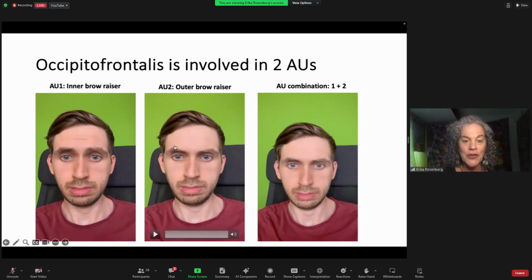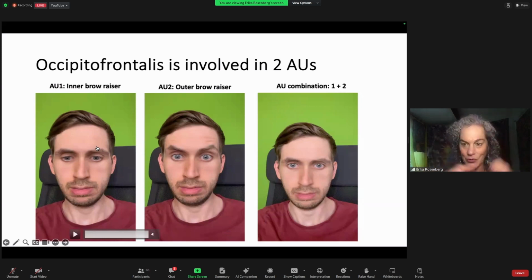With AU2, the outer corners of the brow are lifted, or the lateral strands of occipitofrontalis. And we see, I'm going to do that again because I want to pause it. And we see here, we get short horizontal wrinkles out here on the lateral portion of the brow. And that corresponds to these fibers contracting.